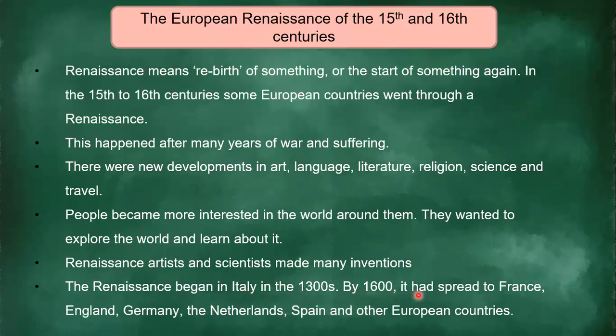And by 1600, it had spread to France, England, Germany, Netherlands, Spain, and other European countries. So it started in Italy in 1300, and then it went to France, England, Germany, Netherlands, Spain, and other European countries. So the rebuilding or starting of something only began in Italy, and then other countries also wanted the change, such as France, England, Germany, Netherlands, Spain. So they joined together, okay?